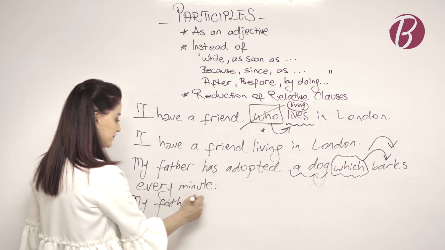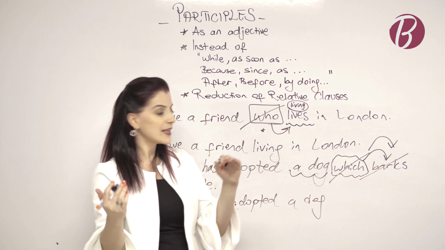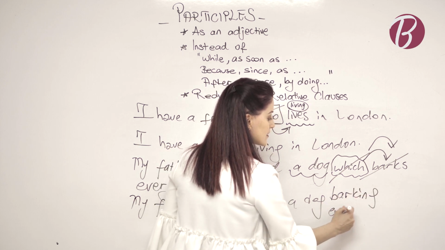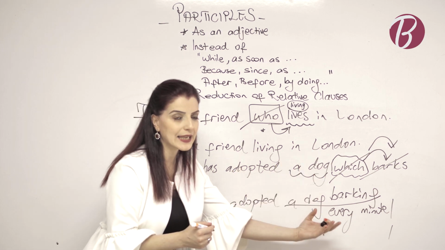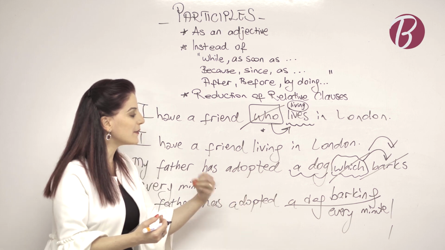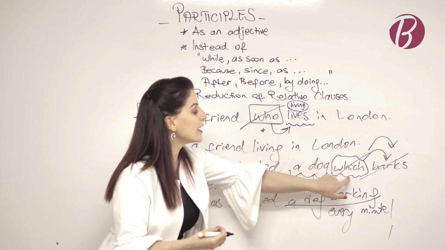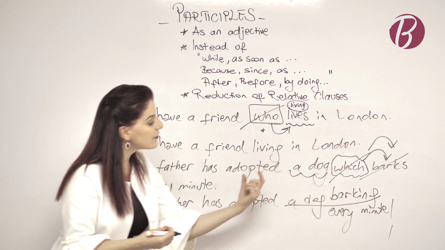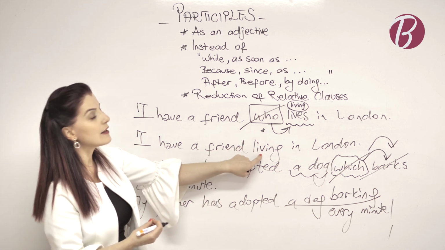My father has adopted a dog. So, I don't use the pronoun and I am changing my verb into ing form, present participle form, barking every minute. So I can see here again a description and a defining. This is its feature. What does it do every minute? It barks. So I am giving special information about it. A dog barking. So instead of which, I mean the pronoun, I don't use a tense; I am making the relative clause reduction form. A dog barking.